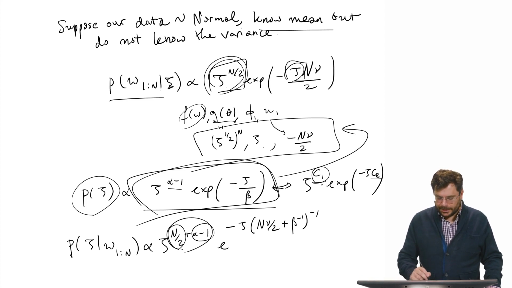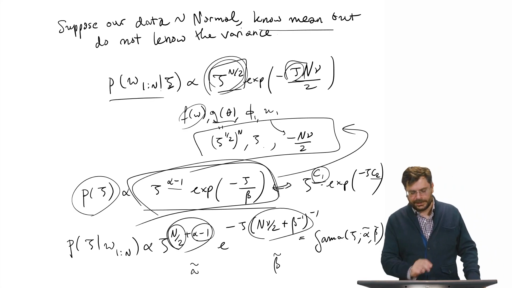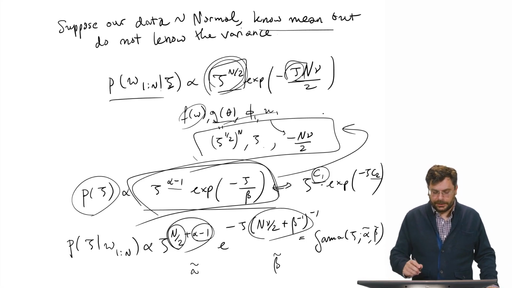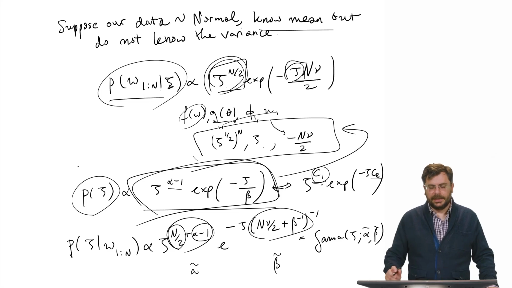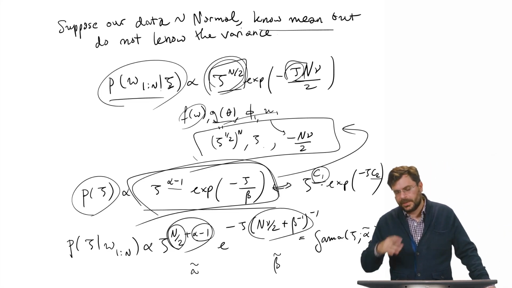And now I have found what my alpha tilde and beta tilde are. I know that this is a gamma distribution which depends on tau, with parameters alpha tilde and beta tilde. So this is an example of me constructing a conjugate prior to a Gaussian likelihood, assuming the mean is known and the variance is unknown.